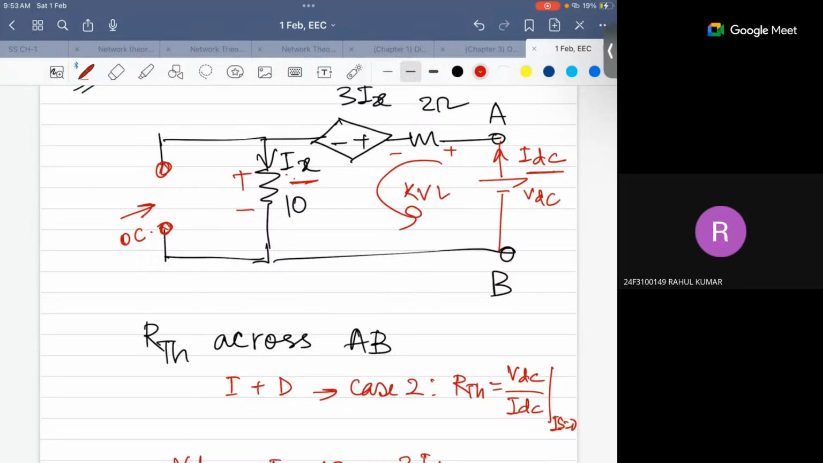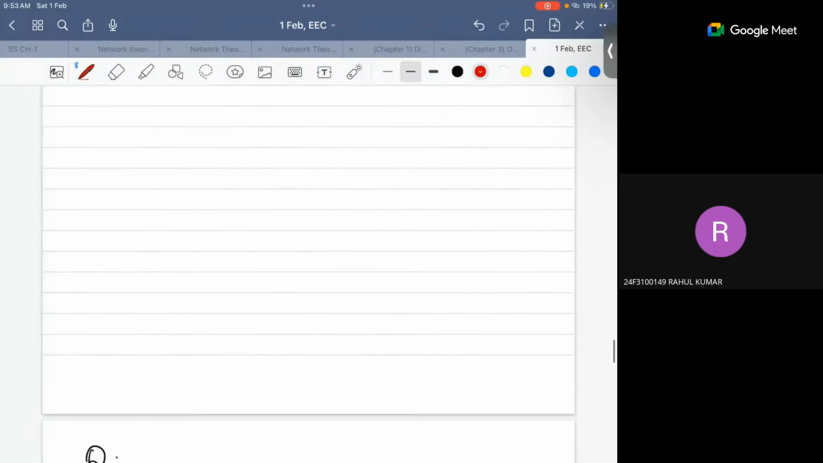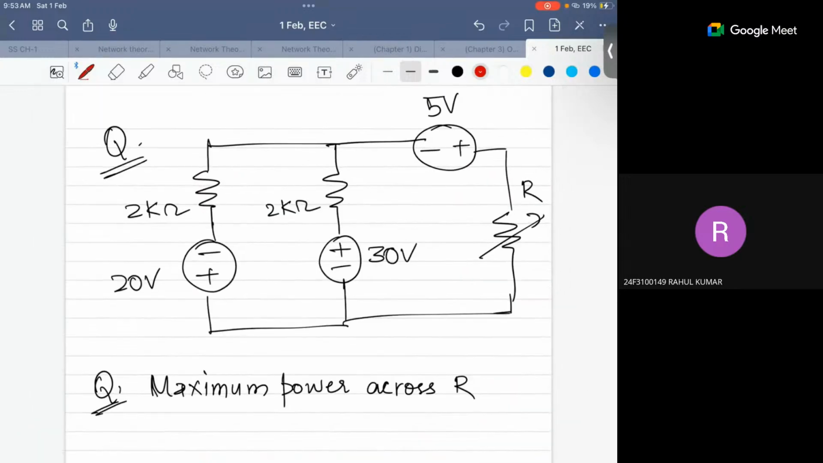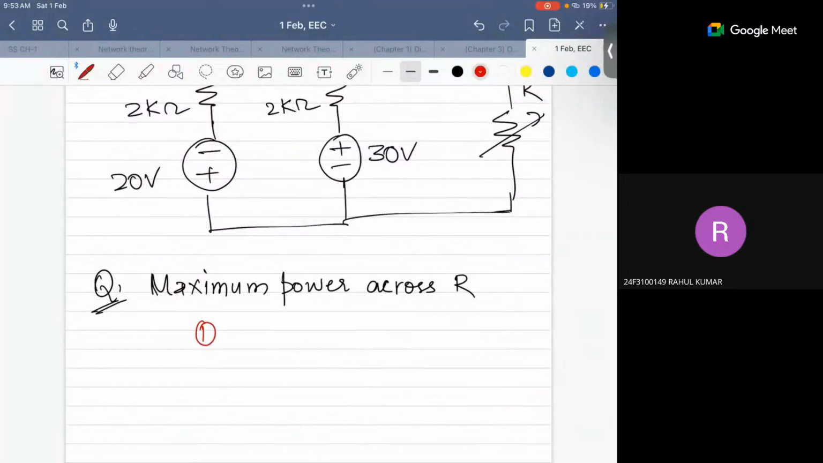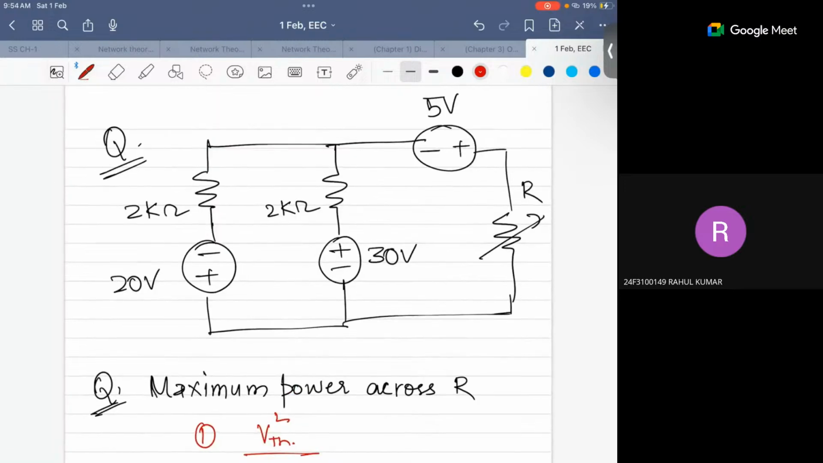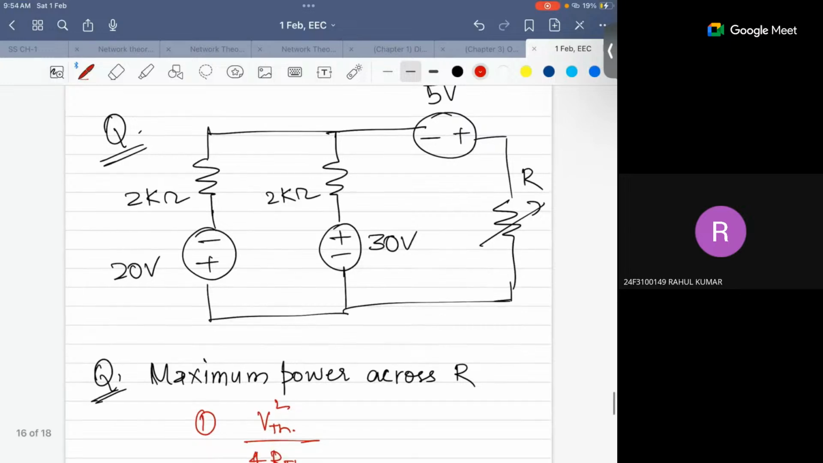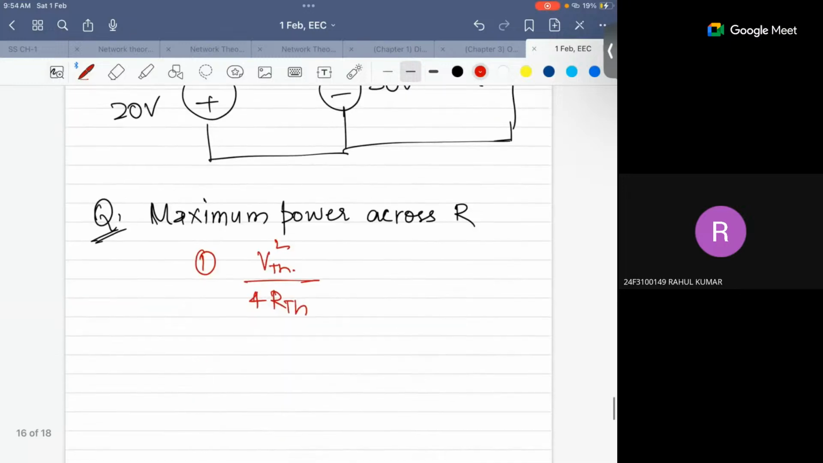You want to try some more questions or this is done? If you want to solve, this question also you can try it out, where you have to calculate the maximum power across R. So if you have to calculate that, what do you need? What are the steps that you should be following? What is the first step? What do you need to calculate the maximum power? What is the formula? First of all, VThevenin squared upon 4 times RThevenin. So you need VThevenin and RThevenin both. Yeah, go ahead. Okay. So for RThevenin, what will you do?